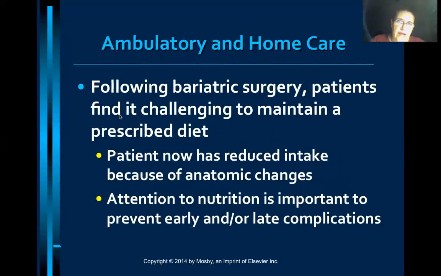Okay, ambulatory and home care. Following bariatric surgery, patients find it challenging to maintain a prescribed diet. They now have to have a reduced intake because of the anatomical changes. It is possible for them to go back to their own ways of eating, their old ways of eating, and they will stretch their stomach back out. But this forces them to reduce their oral intake. They may experience abdominal distension, cramping, abdominal pain, and diarrhea. They will have considerable weight loss during the first 6 to 12 months if they follow the plan.